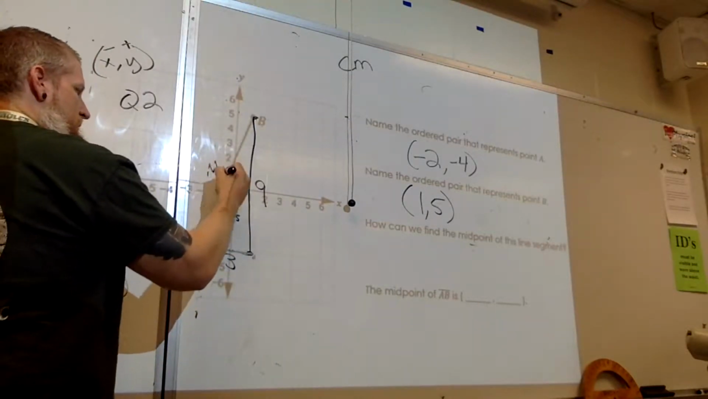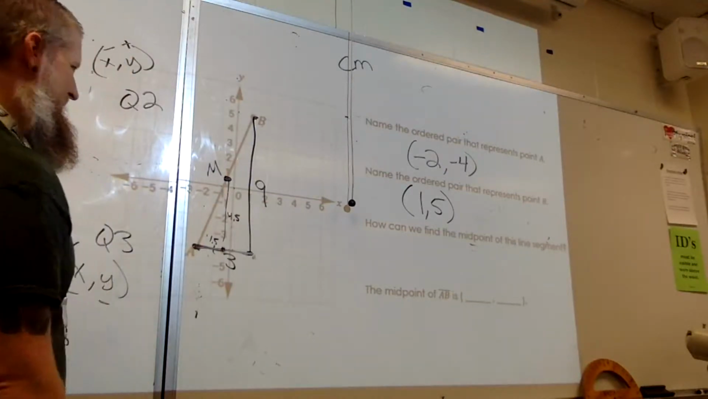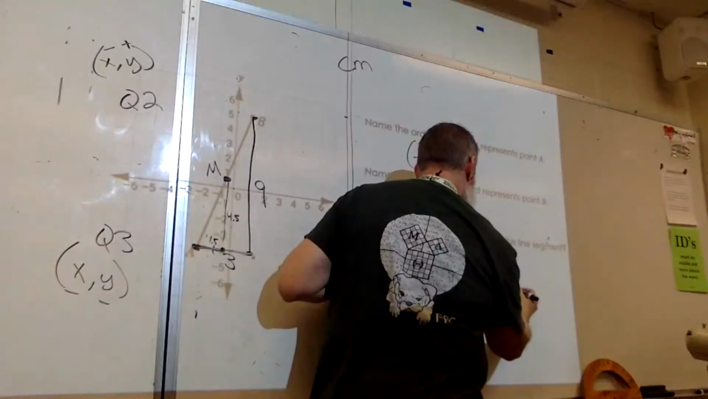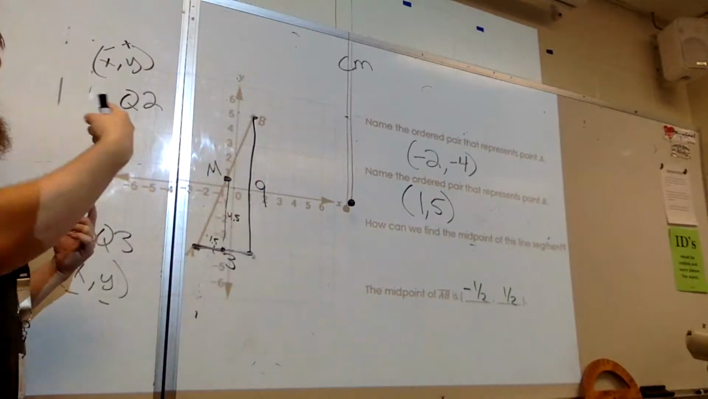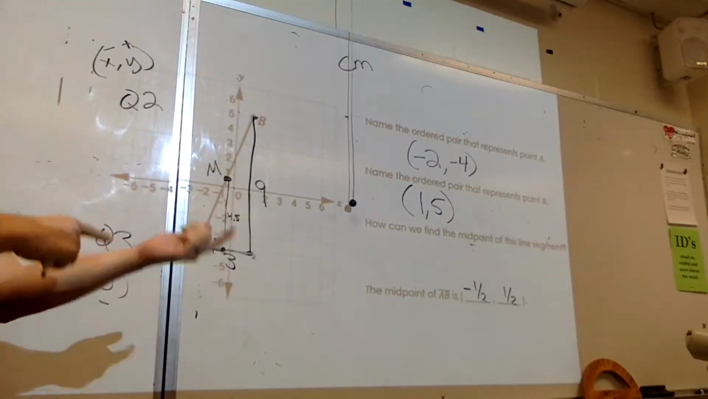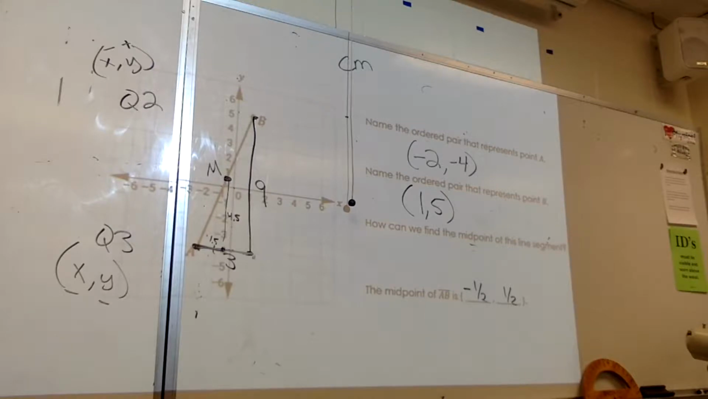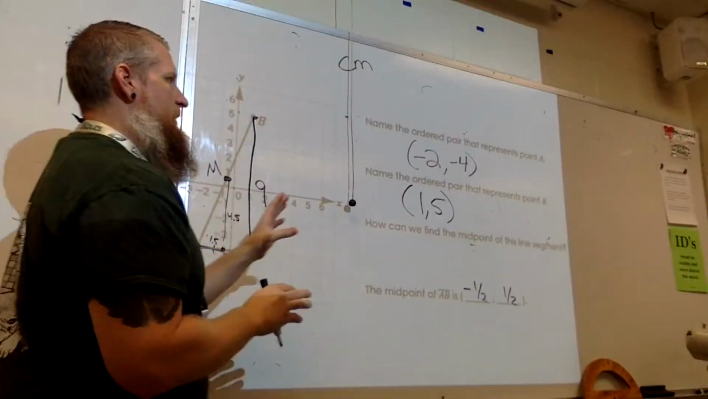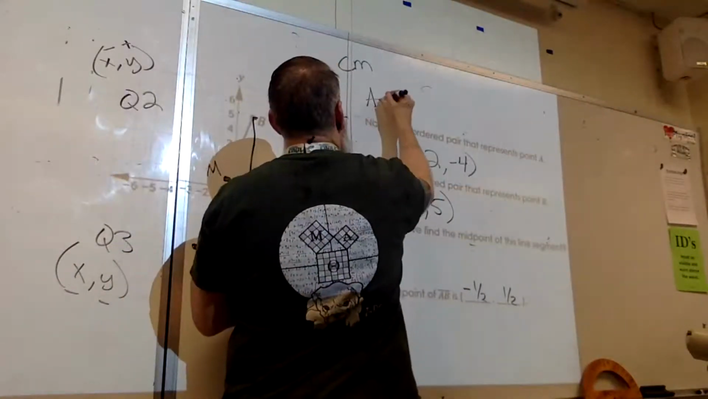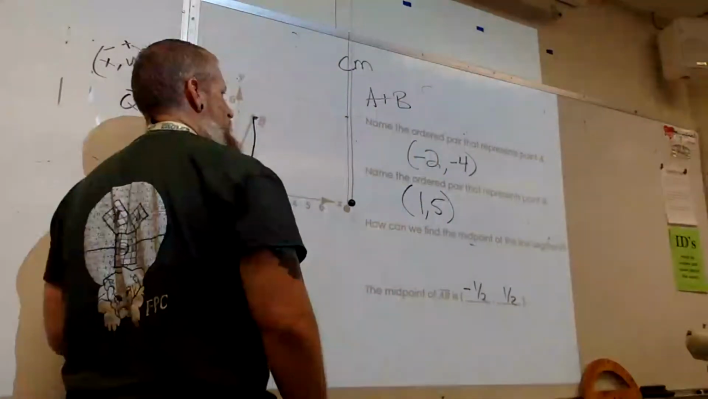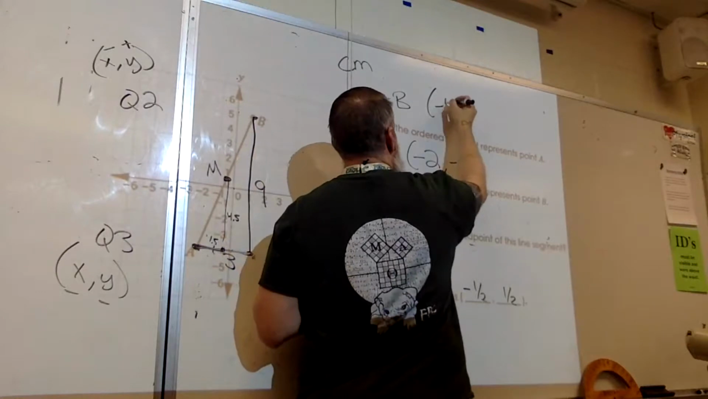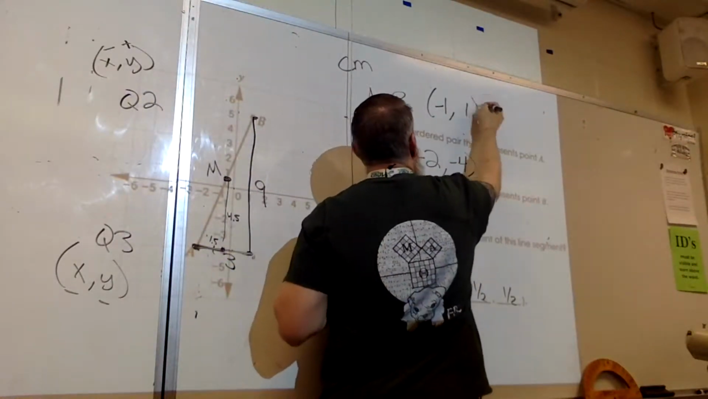Which should be right there, which is -0.5 and 4.5. Now the whole point of that is that it does lead you into the midpoint formula. What Tanner just said was, you take the 2 points and add them together. So if I took point A and point B and added those two coordinates together, I would get -2 plus 1 is -1, and -4 plus 5 is positive 1.